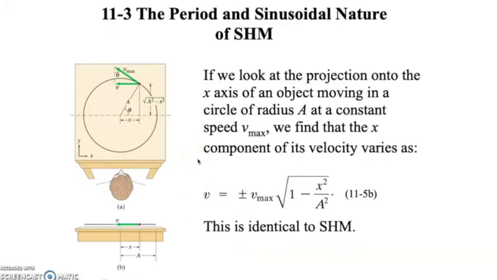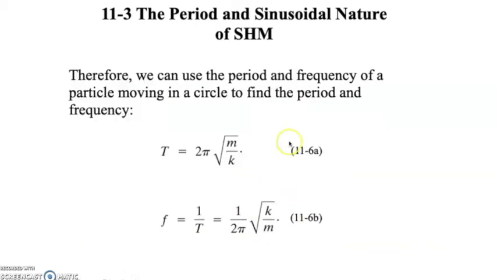If we look at the projection onto the x-axis of an object moving in a circle of radius A at a constant speed of v max, we find that the x component of its velocity varies as v equals this. This is identical to SHM. So when we look at something traveling in a circle, this is what we get. Therefore, okay, now I'll take a step further, we can use the period and frequency of a particle moving in a circle to find the period and frequency.